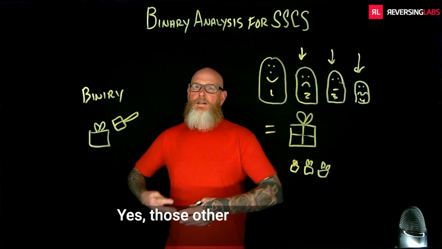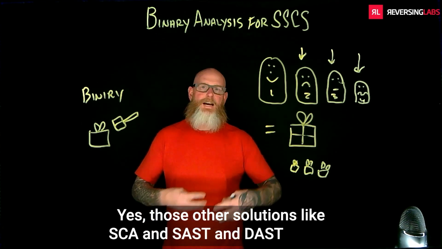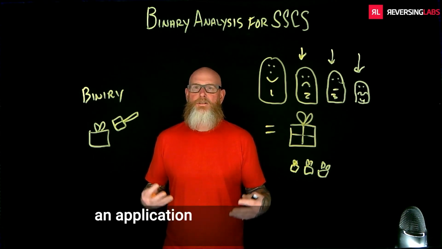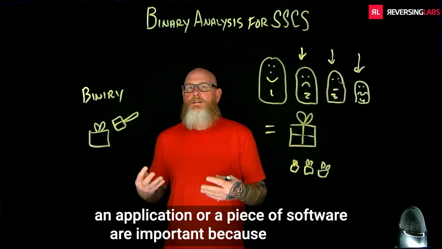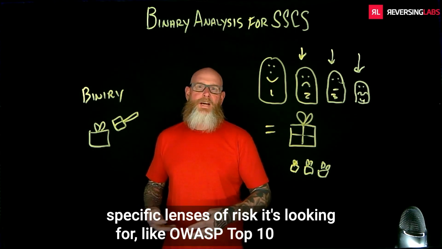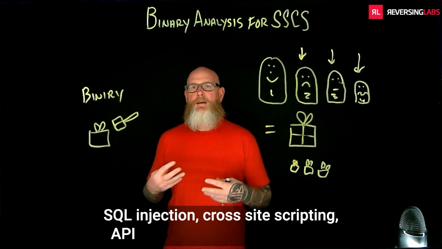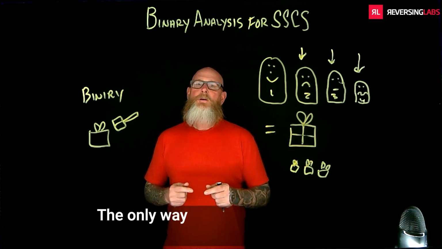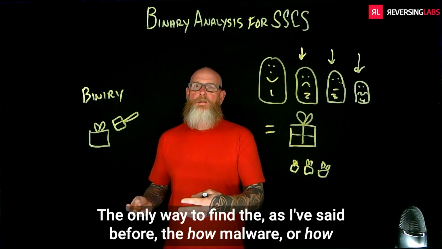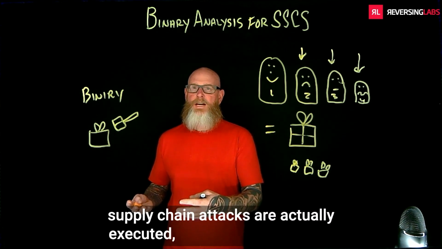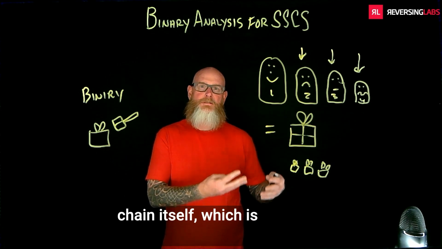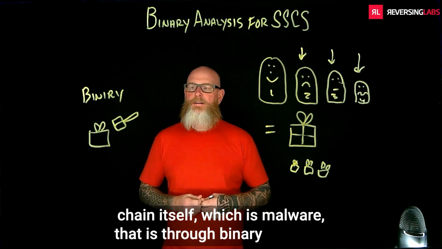Yes, those other solutions like SCA and SAST and DAST and all the other ones that are scanning different parts or different states of an application or a piece of software are important, because there are specific lenses of risk they're looking for, like OWASP top 10 issues, SQL injection, cross-site scripting, API abuse, those types of things. The only way to find, as I've said before, how malware or how supply chain attacks are actually executed, and what is the supply chain itself, which is malware, is through binary analysis.